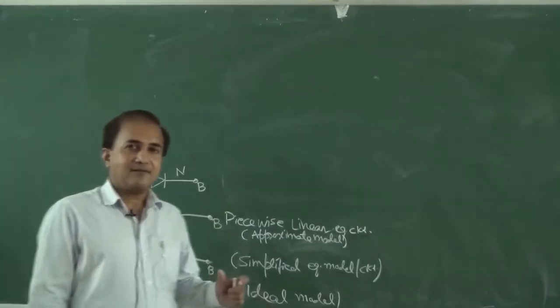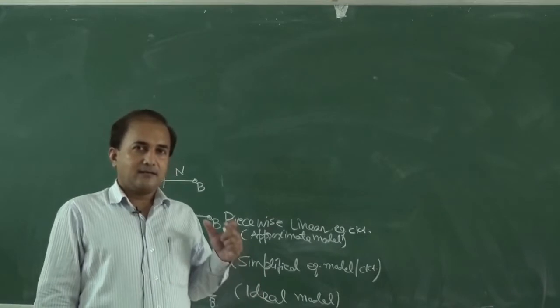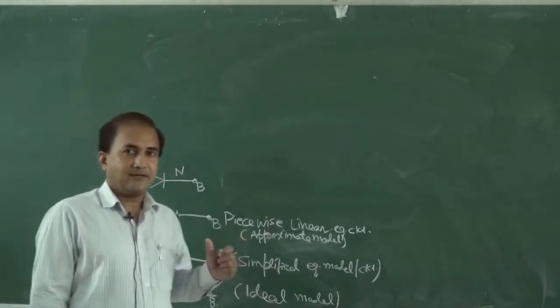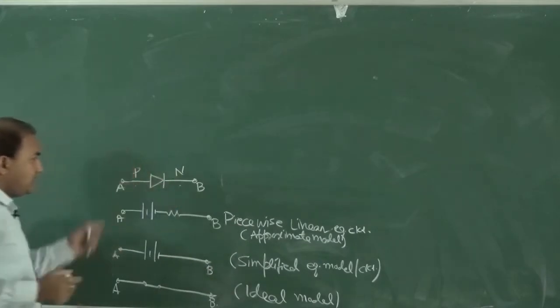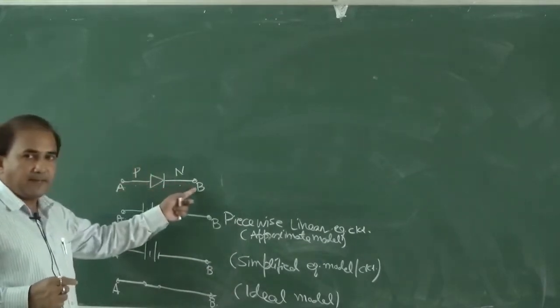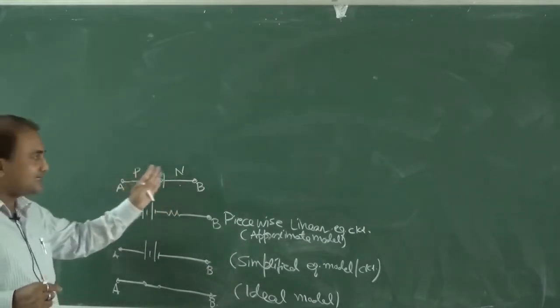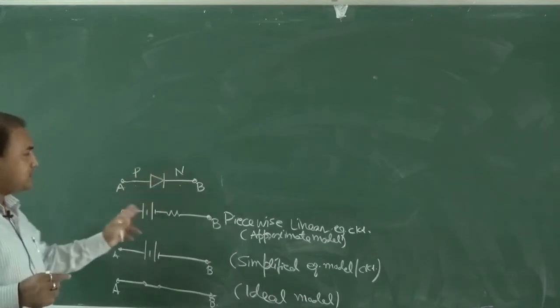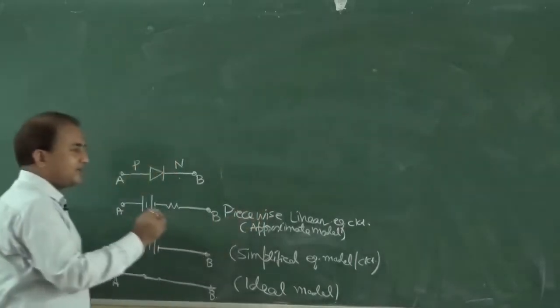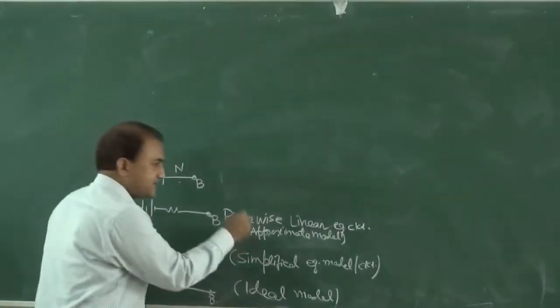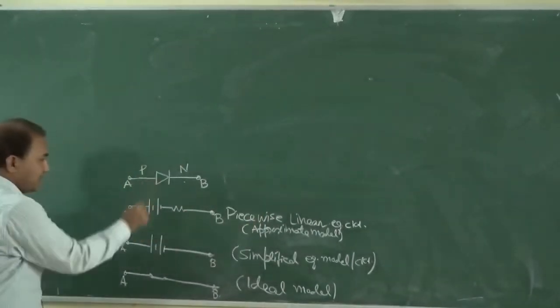In the previous class I was discussing the crystal diode or PN junction diode. Suppose this is a PN junction diode. This is point A and this is point B. This is the anode side and this is the cathode side. This diode can be represented in a piecewise linear equivalent circuit or approximate model like this.